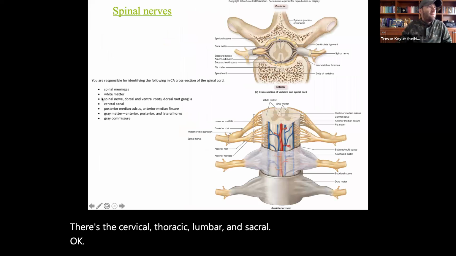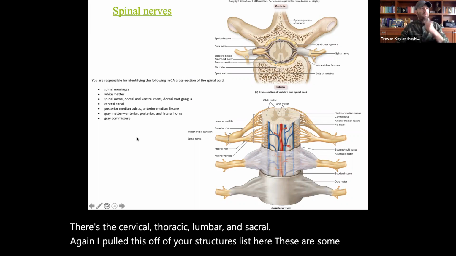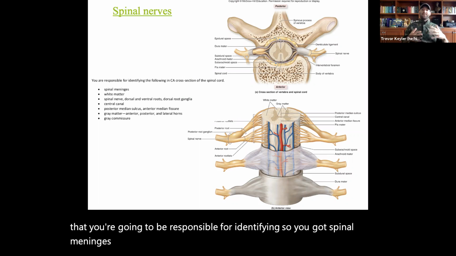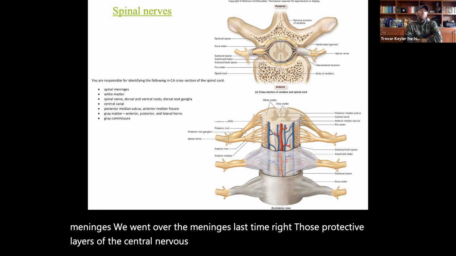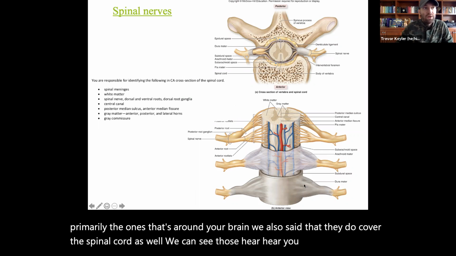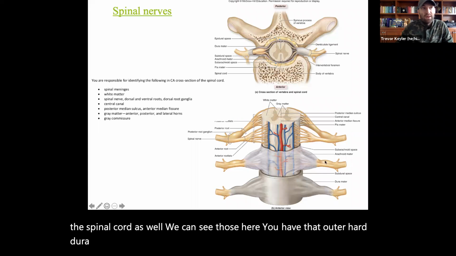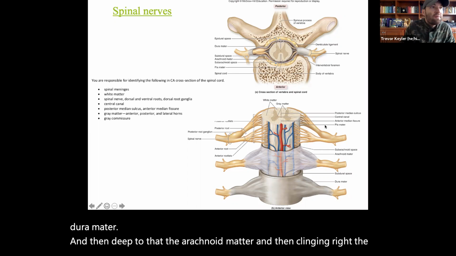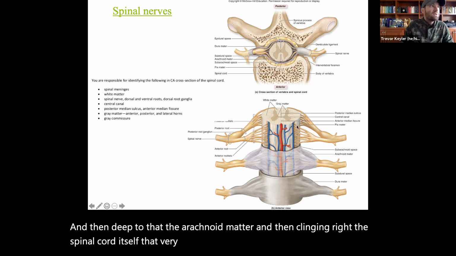Again, I pulled this off of your structures list here. These are some features that you're going to be responsible for identifying. So you got spinal meninges. We went over the meninges last time, right? Those protective layers of the central nervous system. And we said, although we reviewed primarily the ones that surround your brain, we also said that they do cover the spinal cord as well. And we can see those here. Here you have that outer hard dura mater, and then deep to that, the arachnoid mater, and then clinging right to the spinal cord itself, that very fine pia mater. Okay, so we still have those.